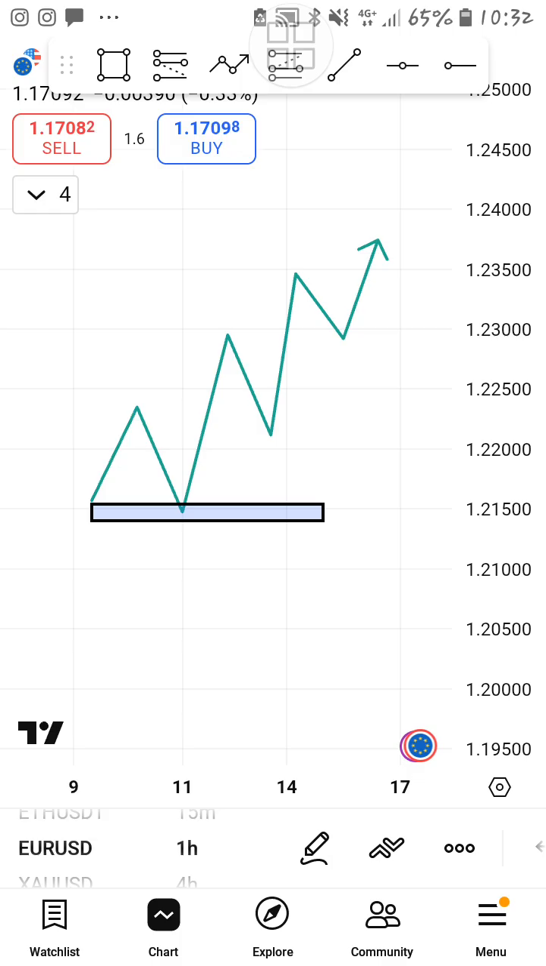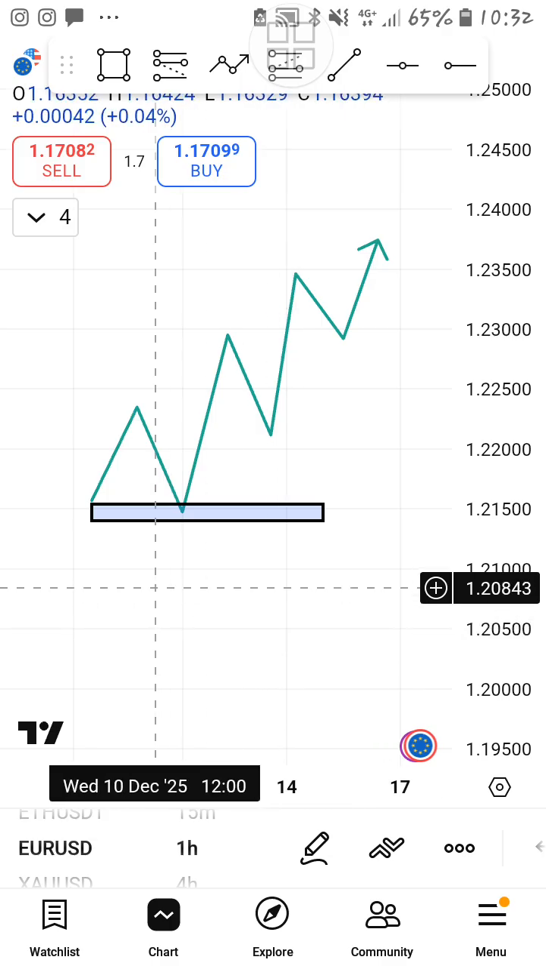And there's also another concept. To understand if that demand zone is valid, it has to sweep liquidity. You get what I mean? If the demand zone is to be valid, it has to have swept liquidity. So what I mean is the demand zone has swept liquidity.